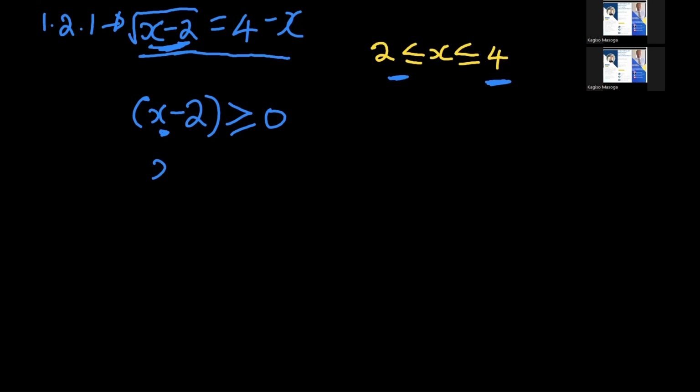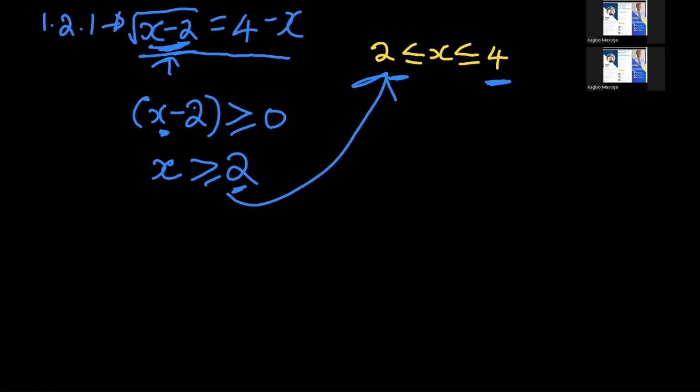We can just take this 2 to the other side, and then we have a positive 2. So now x is greater than or equal to 2, which will make this square root true. All right, so we've proven this one.